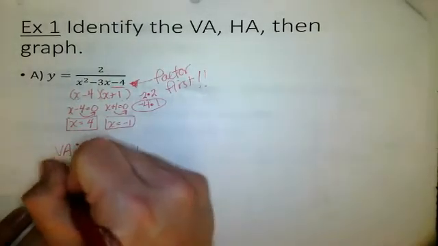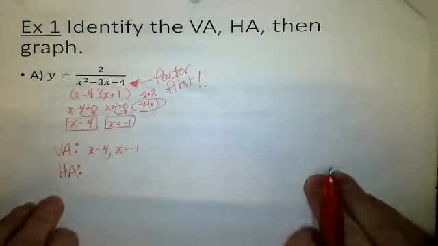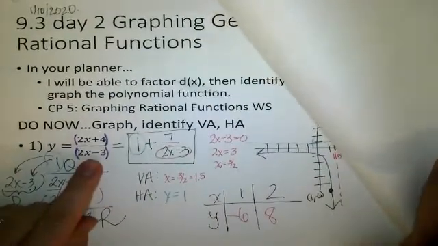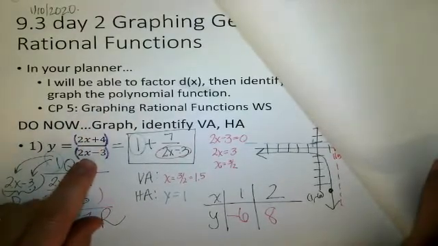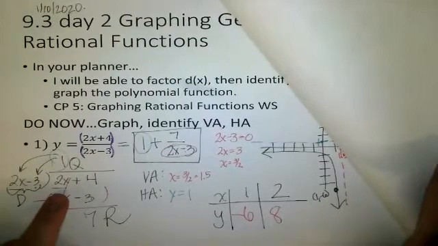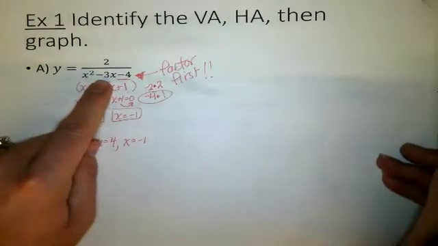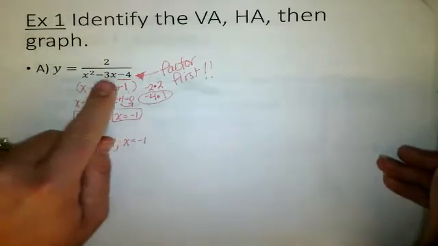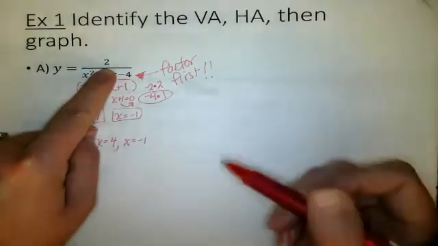So horizontal asymptote is a little bit different. On the previous example, on the do now number 1 here, this function could be reduced by division. All right. Can this one be reduced? No, it cannot. Why? Yeah, there's just a 2 on top. There's no x's that I can reduce out. I cannot do long division.